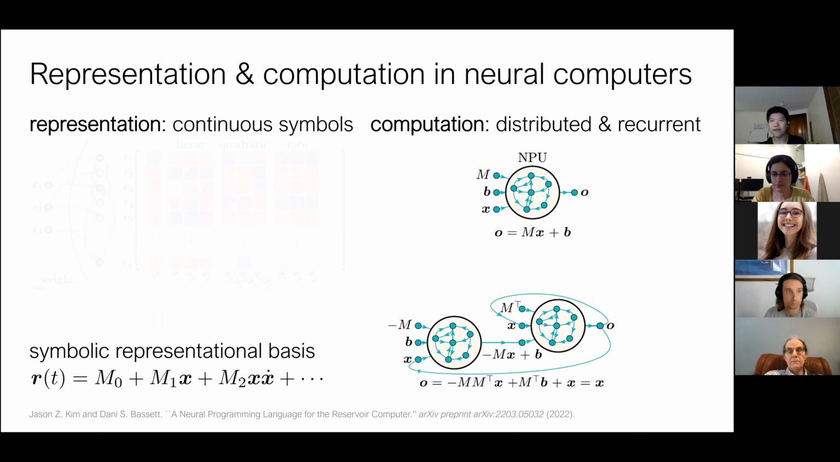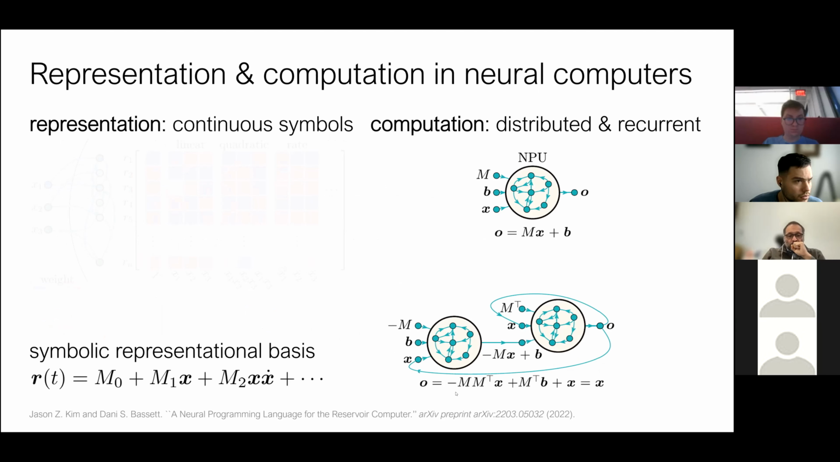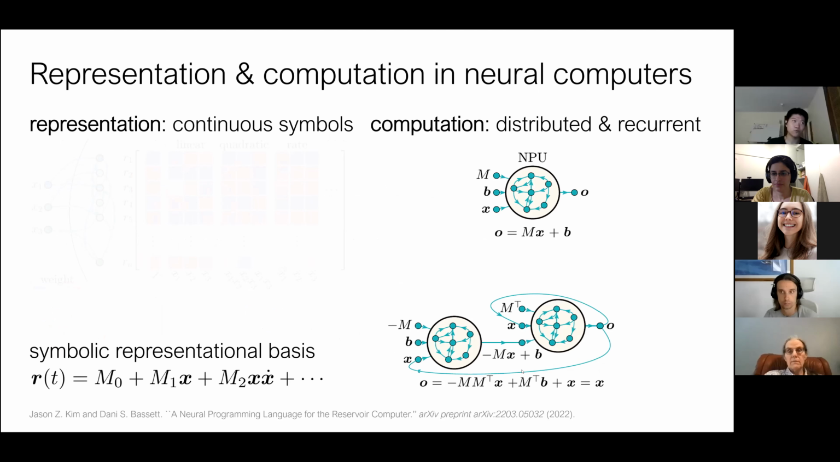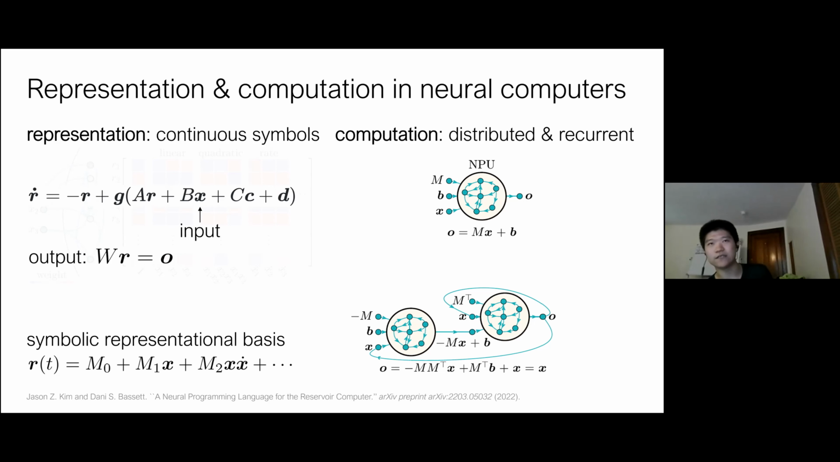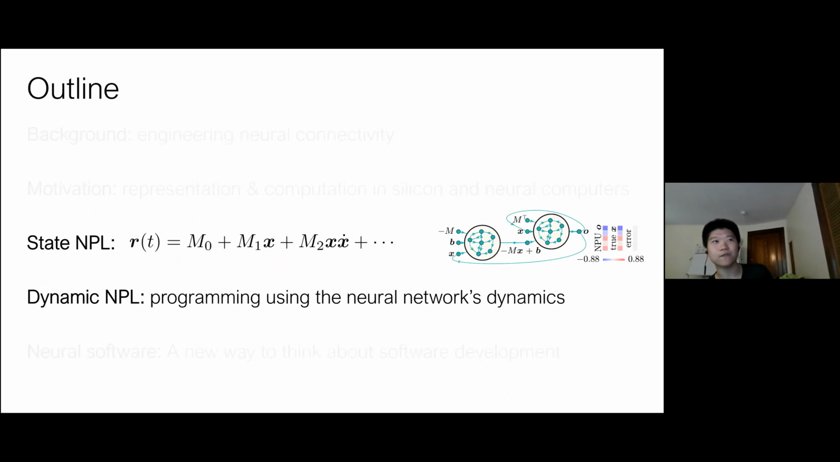And the thing I want to emphasize here is that we're not solving this least squares equation through some implemented package in Python or MATLAB. We're just evolving forward a recurrent neural network, and that neural network evolves towards the solution to an algorithm that you programmed yourself into this system. Okay. So next, I'll move on to dynamic neural programming language, which is programming using the neural network's dynamics.